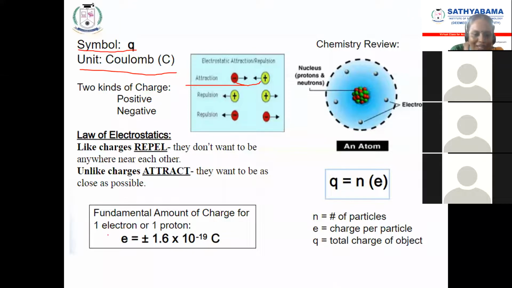But here we are saying it in this nature. So what is the value of that amount of charge? One electron or one proton? Electron is negative charge, proton is positive charge. So what is the value? Electron is, I think you have studied, 1.6 into 10 power minus 19 coulomb. C stands for what? Coulomb.